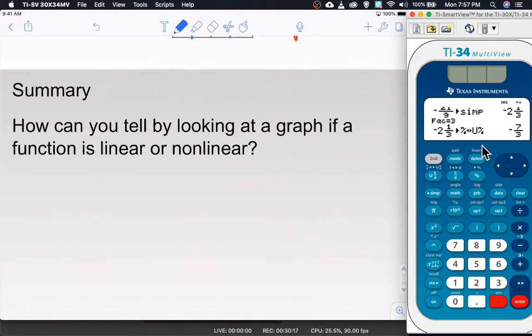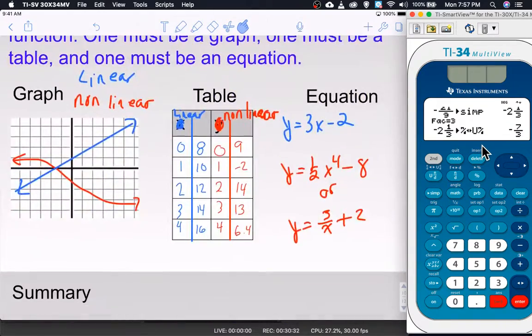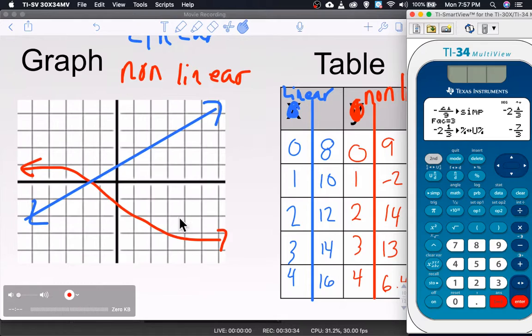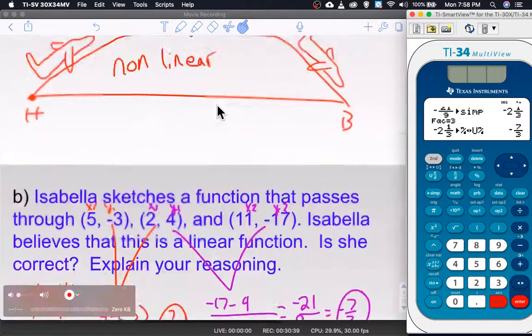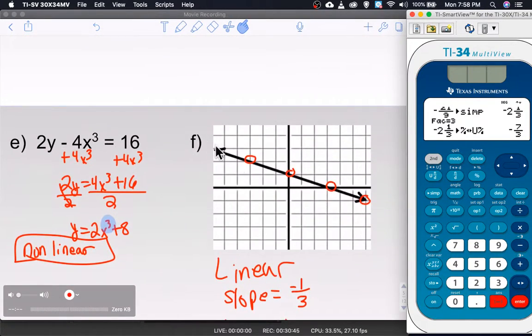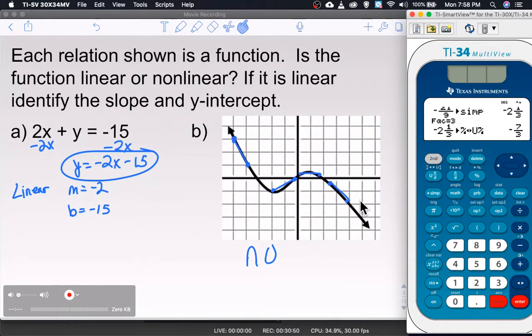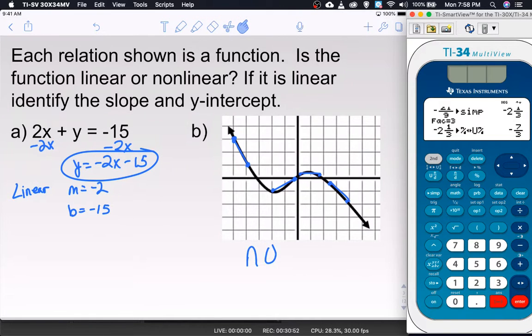And that's it. Summary. How can you tell by looking at a graph if a function is linear or non-linear? I'm not even going to tell you to pause the video. You know the answer already. If the thing's curvy or not. If you're looking at a curvy function, it's non-linear. If you're looking at a straight line, that's linear. So you can tell by looking at the graph if it's linear or not.